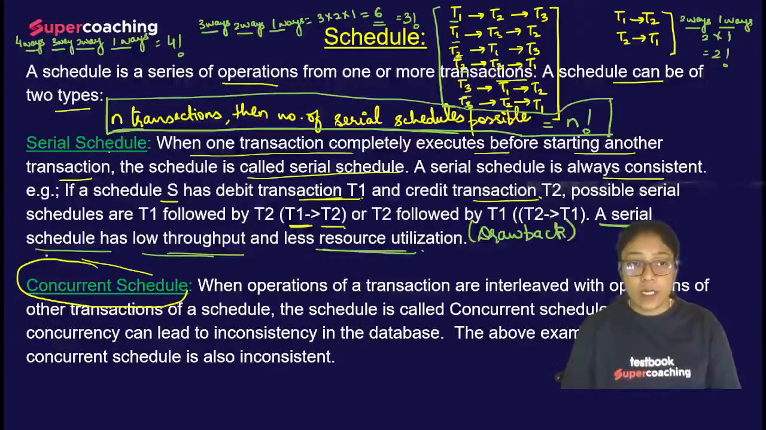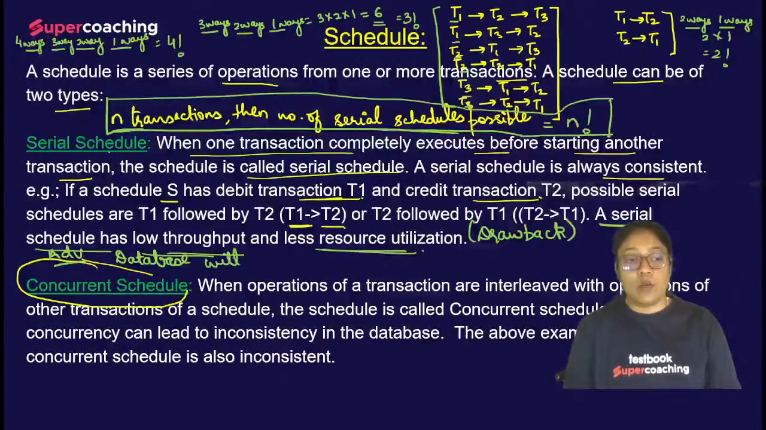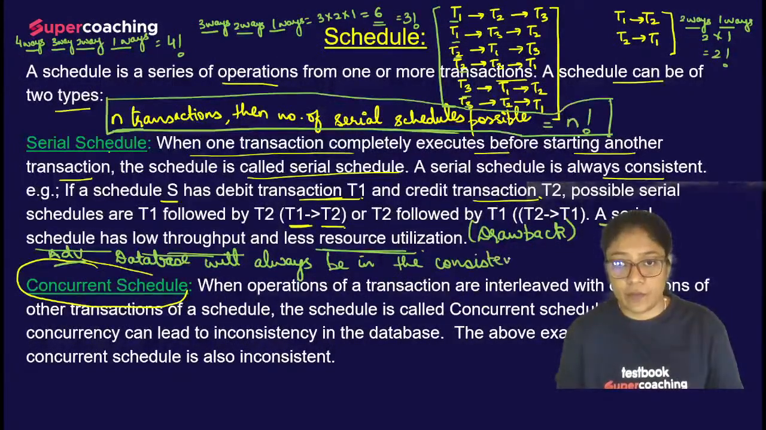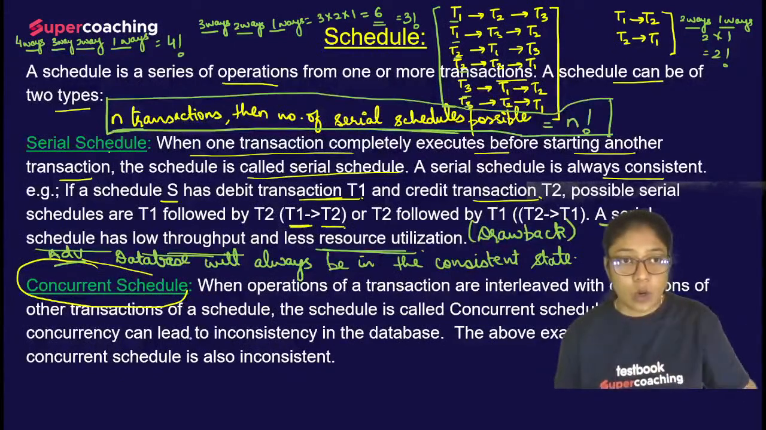The advantage of the serial schedule is that the database will always be in the consistent state. Okay. Next one is the concurrent schedule.